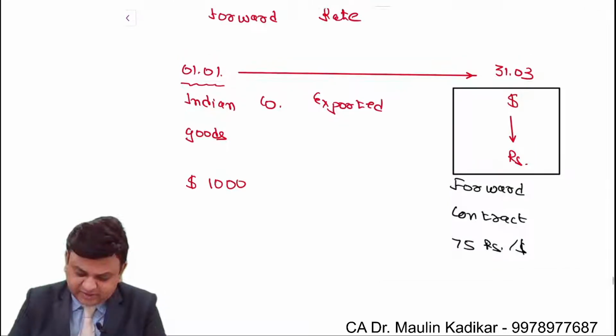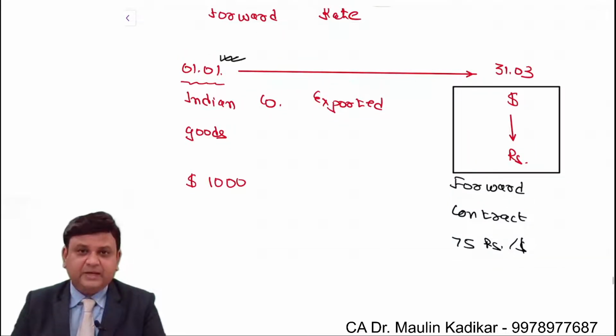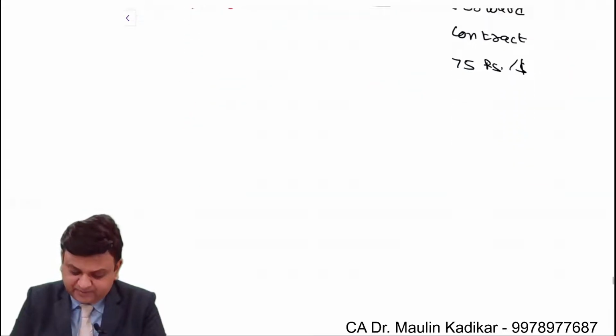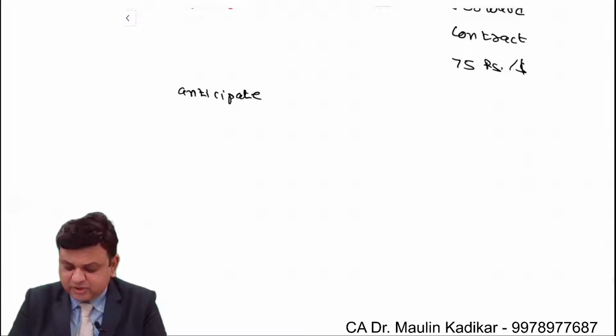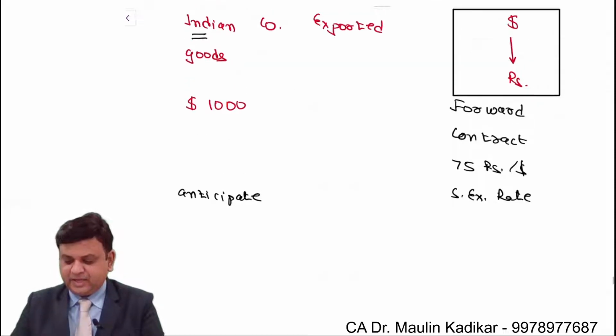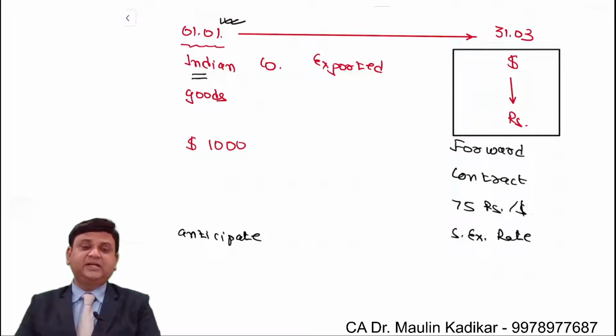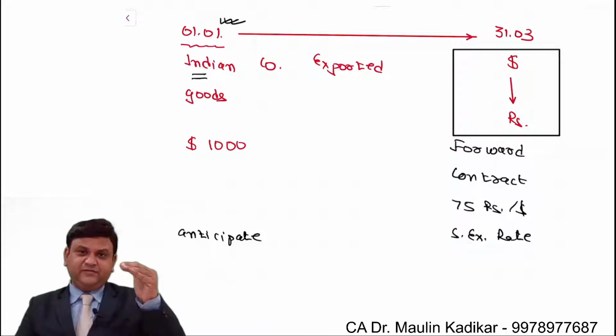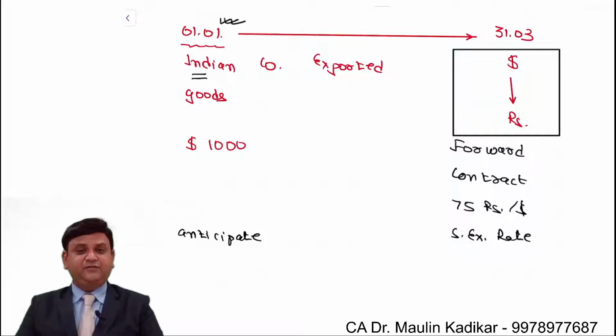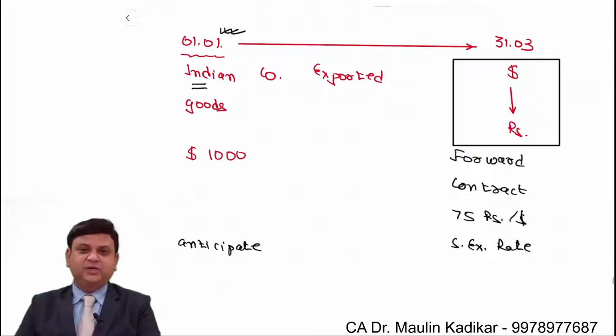So on 1st of January, as an Indian company, what I should do is anticipate what the spot exchange rate will be on 31st of March. If I am anticipating that the exchange rate will be more than 75, then I should not enter into the forward contract. And if I am anticipating that the exchange rate will be less than 75, I should enter into the forward contract. This is what we understand.